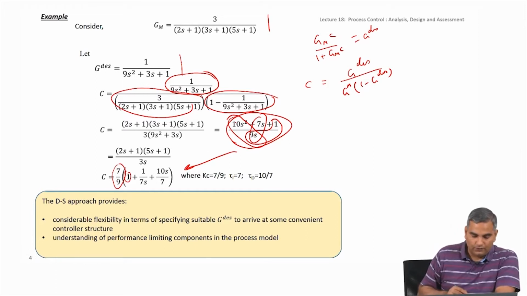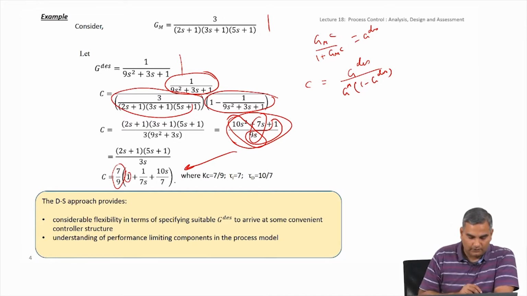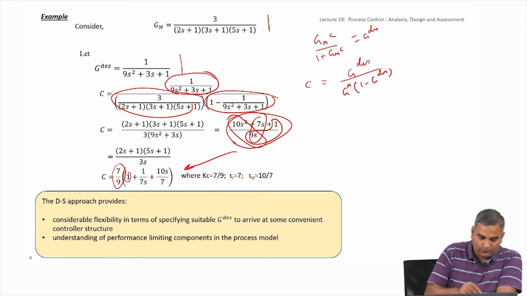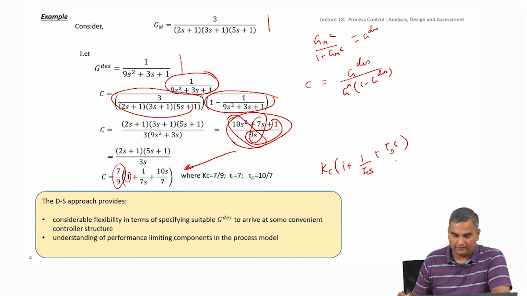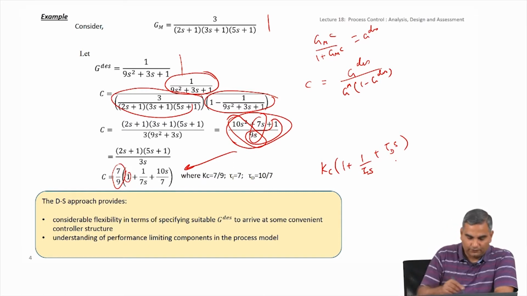Now when you look at this expression, you will notice that this is of the form Kc times 1 plus 1 over tau I s plus tau d s. So, that is the form that you have. If you read off, Kc is 7 by 9. 1 over tau I is 1 over 7, so tau I is 7, and tau d s is 10 over 7 times s. So, tau d is 10 over 7.